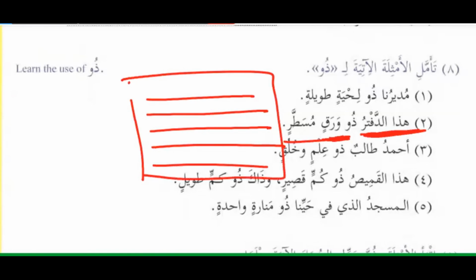Sattara yusattiru musattir or musattar. Musattar means ruled. So this is a copy which is having pages which are ruled. Likewise, we have Ahmadu talibun zu ilmin wa khulukin. So Ahmad is a student. Ahmadu talibun, he is a student having knowledge. Zu ilmin wa khulukin, with a good character and with good knowledge.